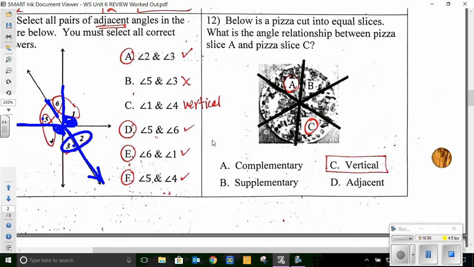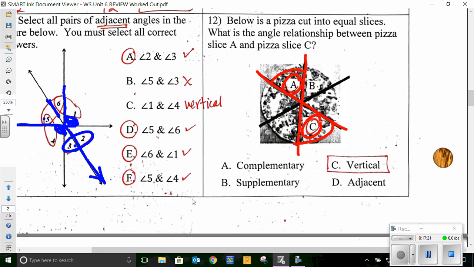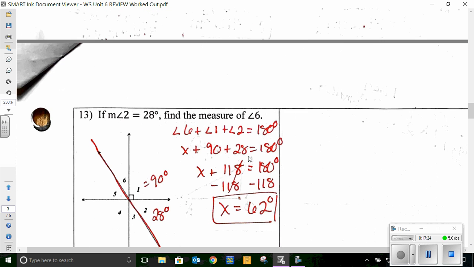All right, on number 12, below is a pizza cut into equal slices. What is the angle relationship between pizza slice A and pizza slice C? So you can see that I circled those. This was A, and this was C. And again, if I make that big X with just this part here, it does make the big X, and that makes my bow tie right there. So those are vertical or opposite. Remember, if you think of them being opposite, just remember the other word, the mathematical word, is vertical.